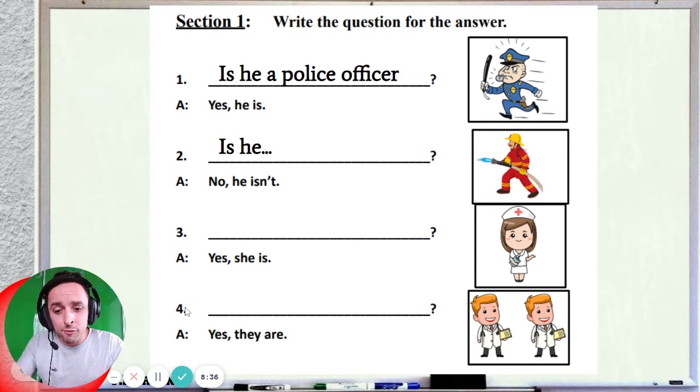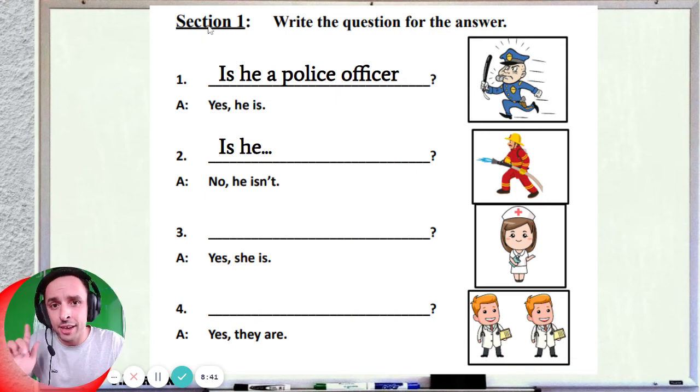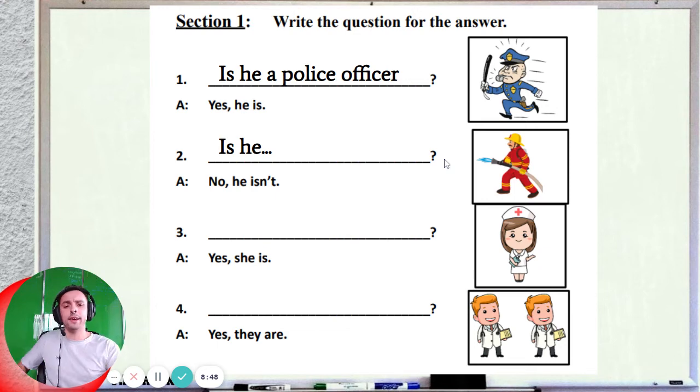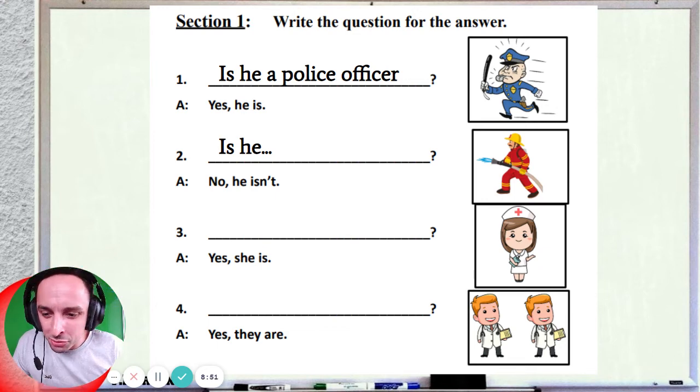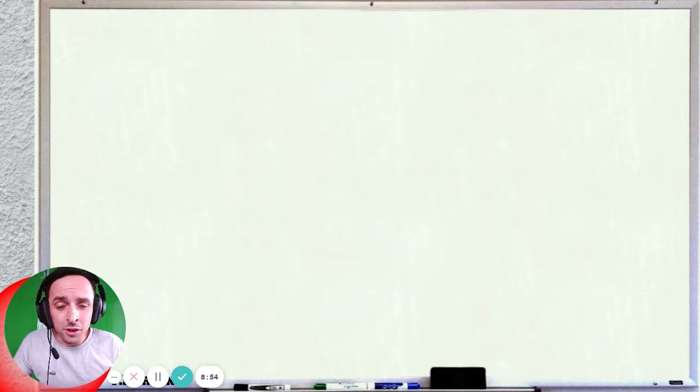Then can you do number three, number four, and then number five is on page two, okay? So there's five questions in section one. There's four on page one, and there's one on page two. So remember that. Hopefully you don't miss question number five. Anyway, so let's move on.